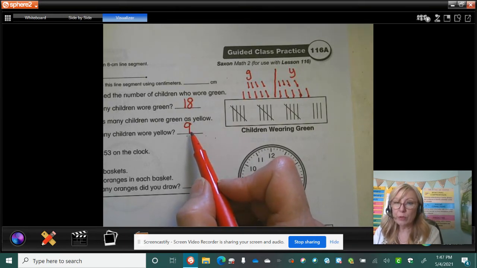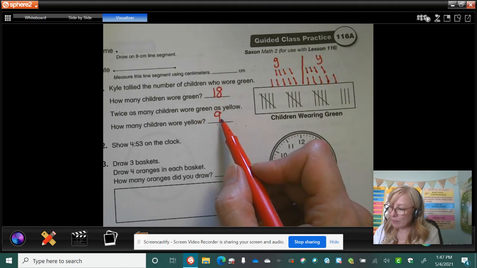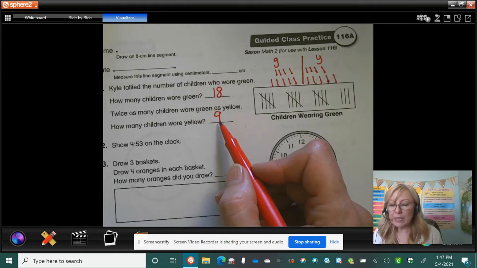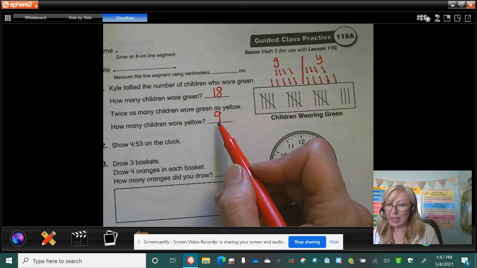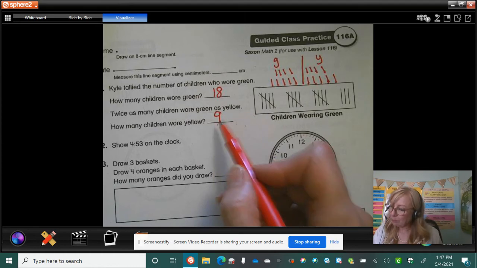Twice as many were green. So if I check that, 9 were yellow, and if I multiplied 9 times 2, I would have 18. So that tells me that I'm thinking about this problem correctly.